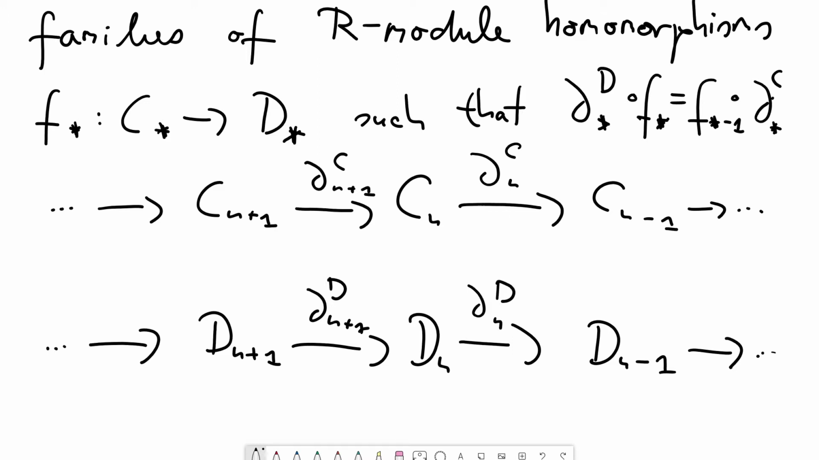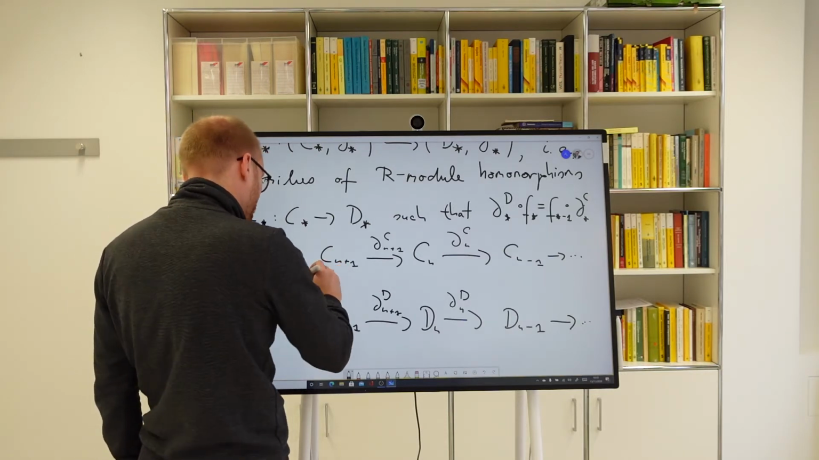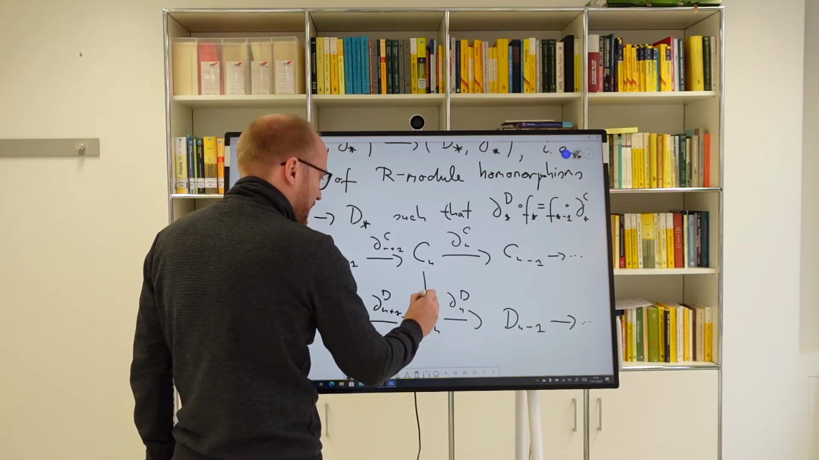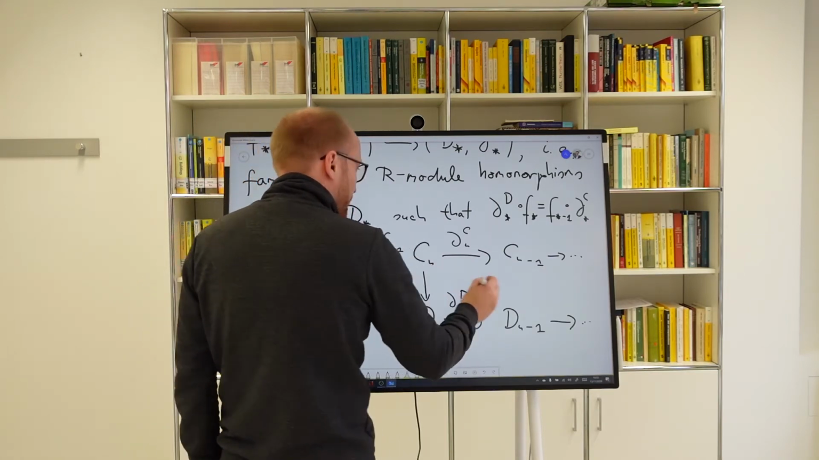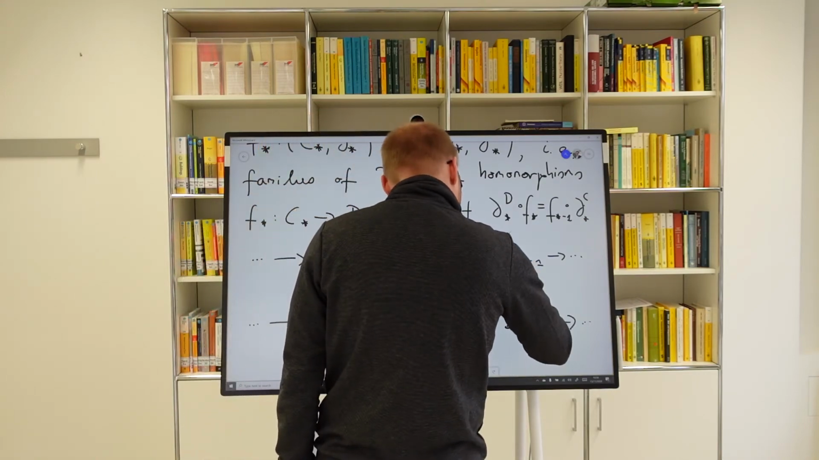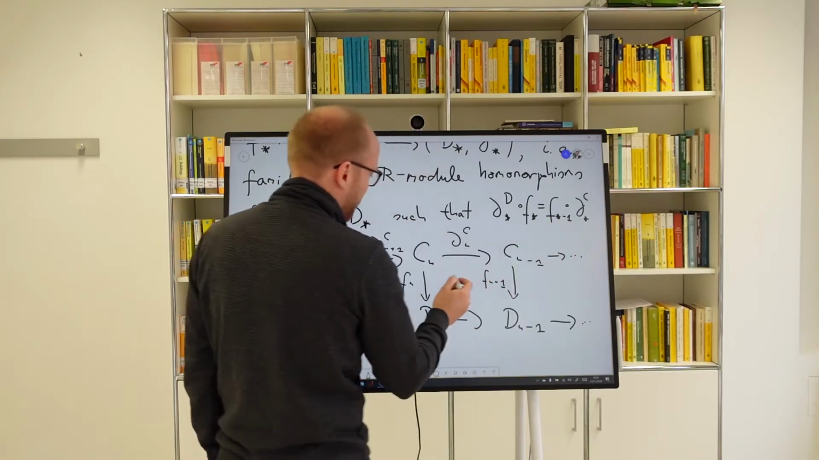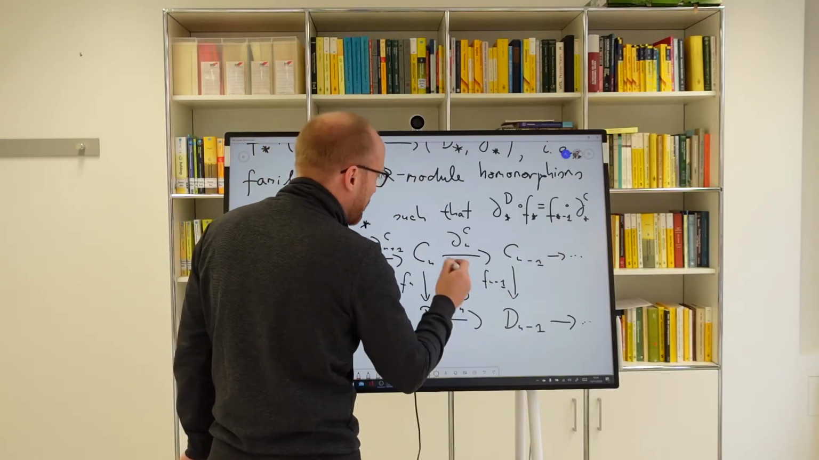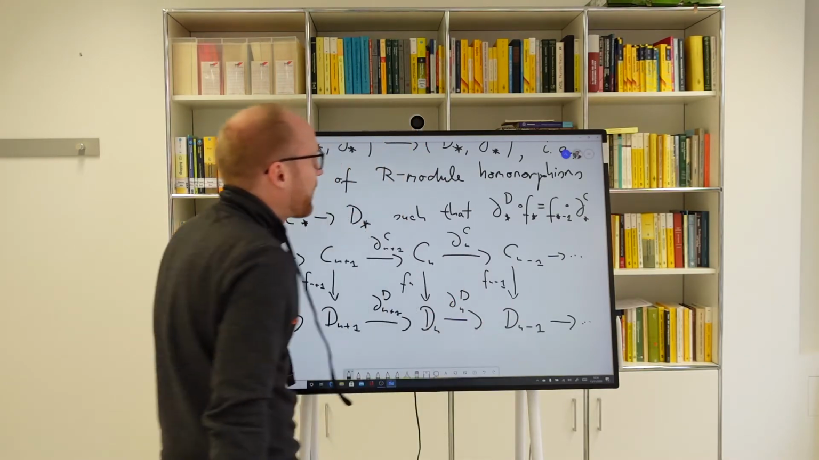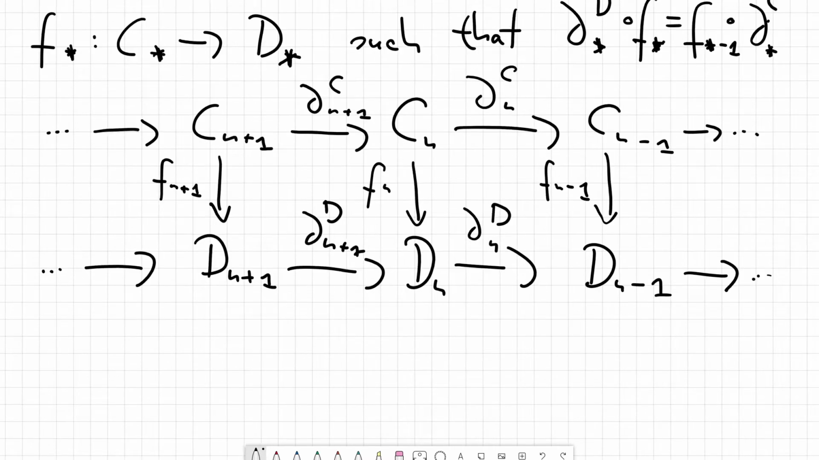And now a chain map means I've got these vertical maps here. Yeah? So here I've got f_n plus 1. And here I've got f_n. And finally here I've got f_n minus 1. Yeah, and the equation you see here asserts precisely that all these squares here commute. Going in this order is the same as going in this order. Okay, so these are the morphisms in the category.